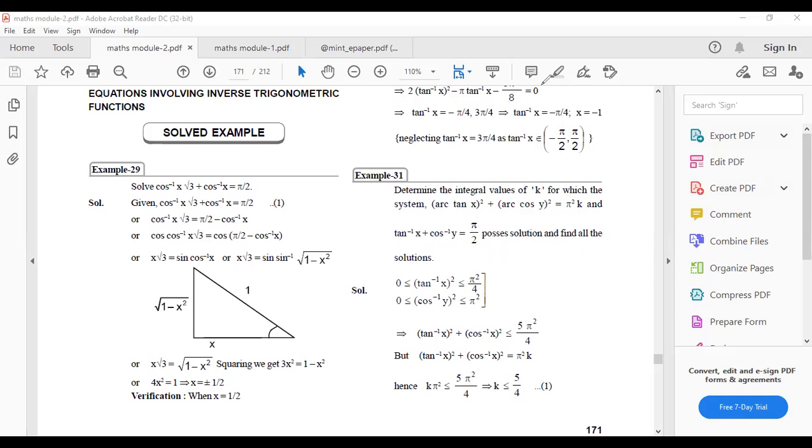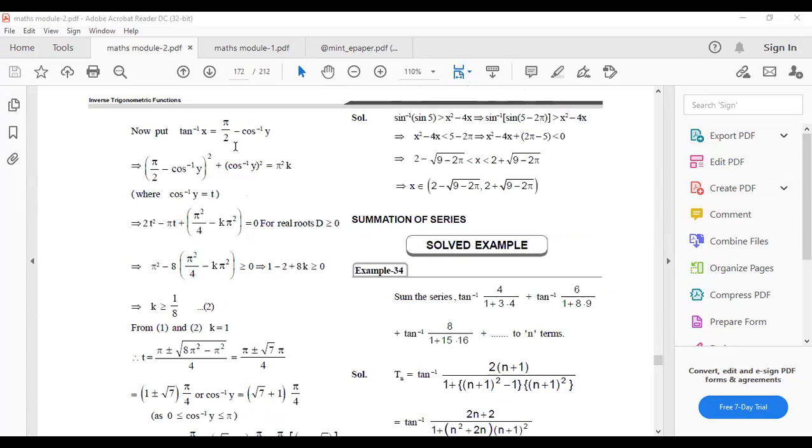And from that quadratic equation, the discriminant should be greater than or equal to 0. If you solve this condition, the value of k which you will get is greater than or equal to 1 by 8. Now you all please tell me which integer is possible here. Greater than or equal to 0.125. That is k equal to 1, 2, 3, 4 and so on up to infinity.